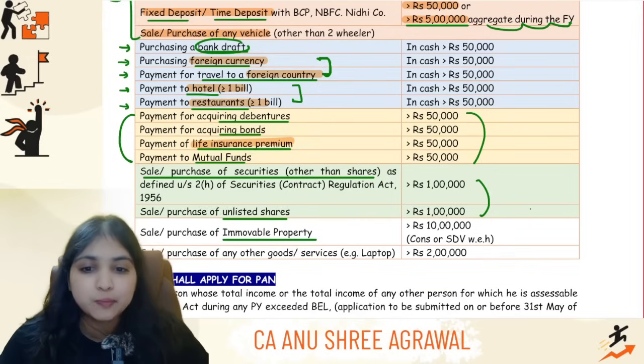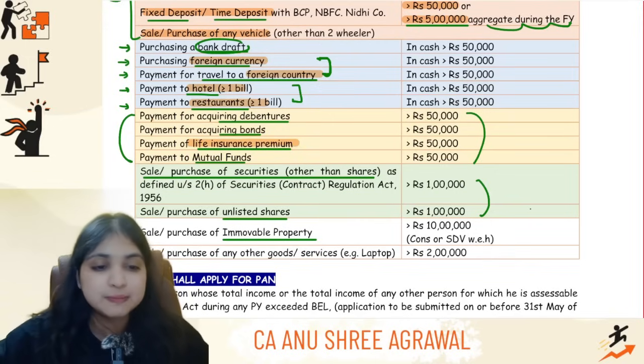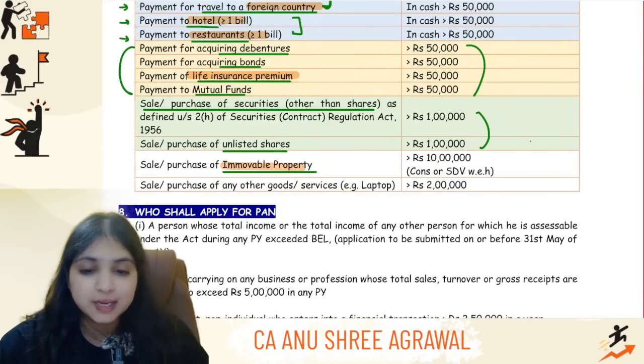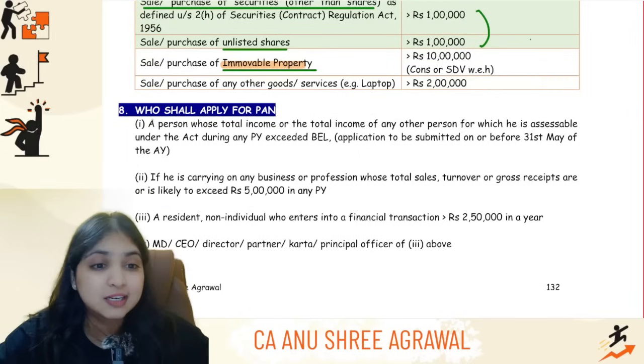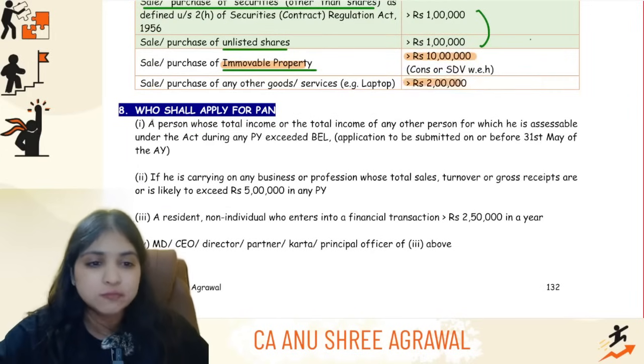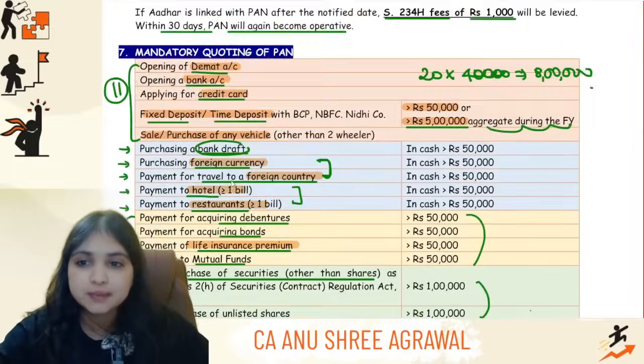Then the next important point is life insurance premium. Life insurance premium more than 50,000, you'll have to quote your PAN. And lastly, immovable property, guys. If the consideration or SDV, whichever is higher, is more than 10 lakhs, then you have to quote your PAN. All other goods and services, if more than 2 lakhs, then you have to quote your PAN. Okay. Then comes your next point, concept number 12.